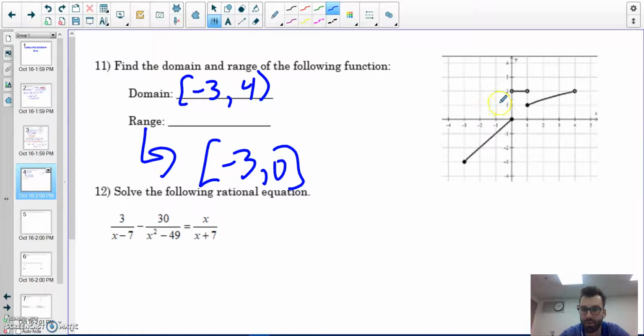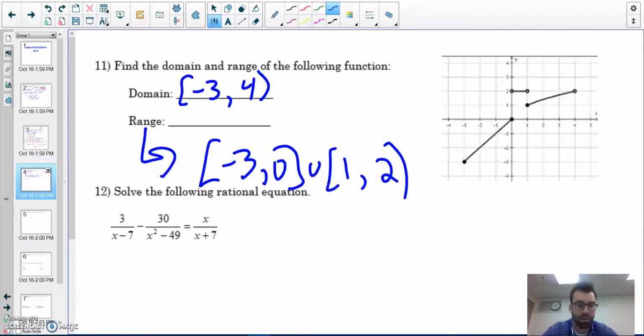Including, because it's a closed dot, there's this gap here. Don't forget the gap. Okay, since there's a gap here, I'm going to put union, pick it back up at 1 to 2. And there are 3 open dots actually here, so y does not, or, yeah.